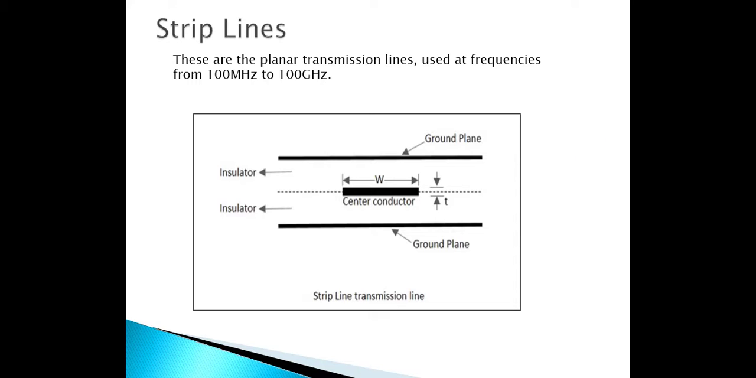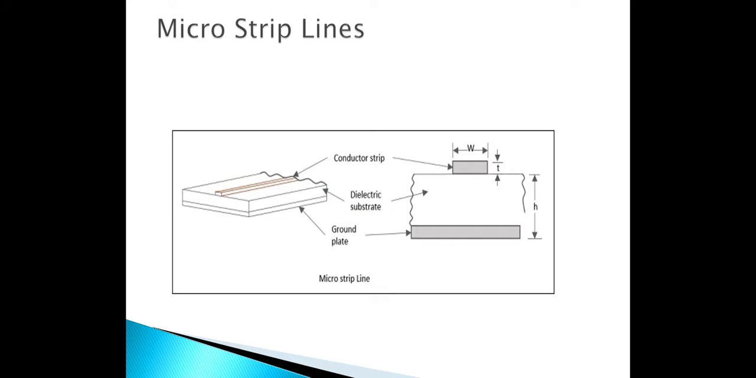So now we'll see the next type of transmission line, that is microstrip lines. Here you can observe the diagram for microstrip.